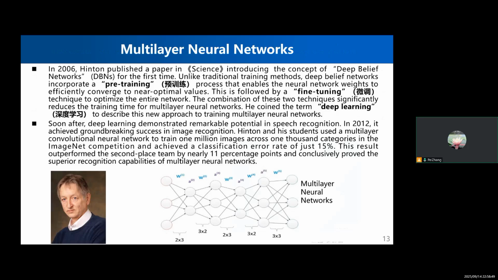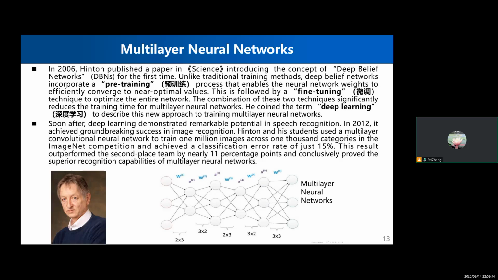In 2006, Hinton published a paper in Science introducing the concept of deep belief networks. For the first time, unlike traditional training methods, deep belief networks incorporate a pre-training process that enables the neural network weights to efficiently converge to near optimal values. This is followed by a fine-tuning technique to optimize the entire network. The combination of these two techniques significantly reduced the training time for multi-layer neural networks. He coined the term deep learning to describe this new approach to training multi-layer neural networks.